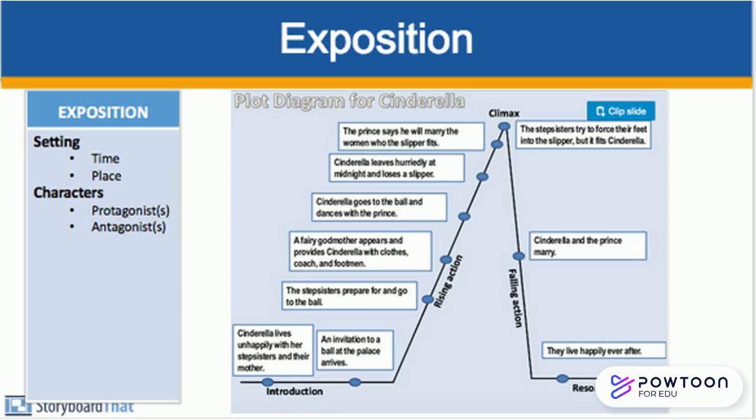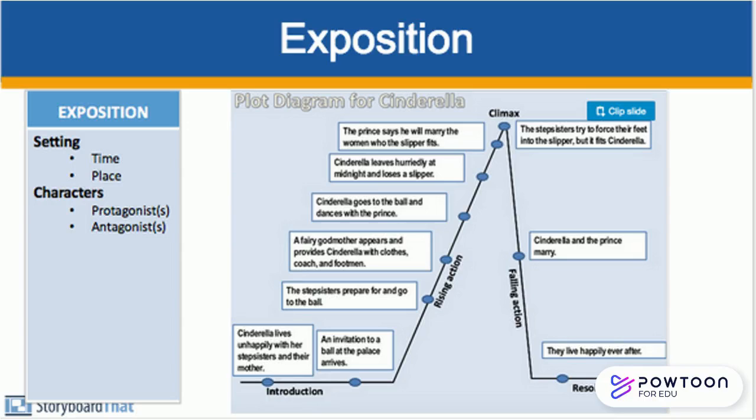The exposition of a story is when the author is explaining the setting, which is the time and place, and the characters, your protagonists and antagonists. They are introducing them to you so you understand them throughout the rest of the story.